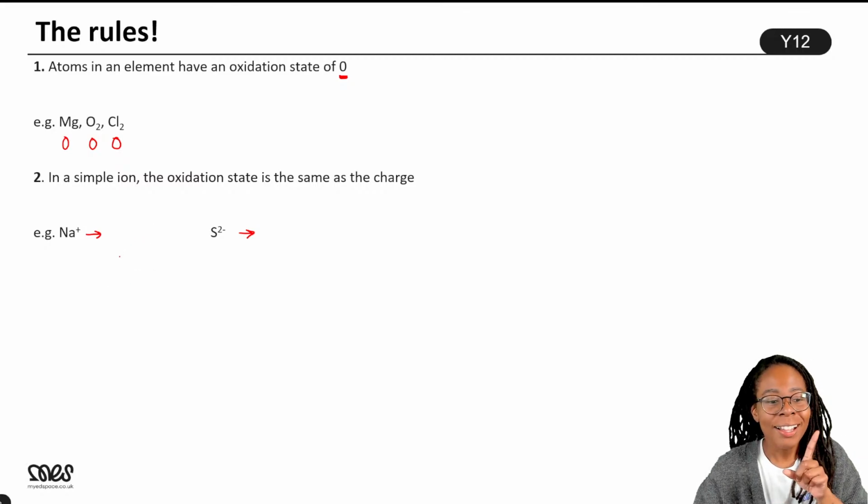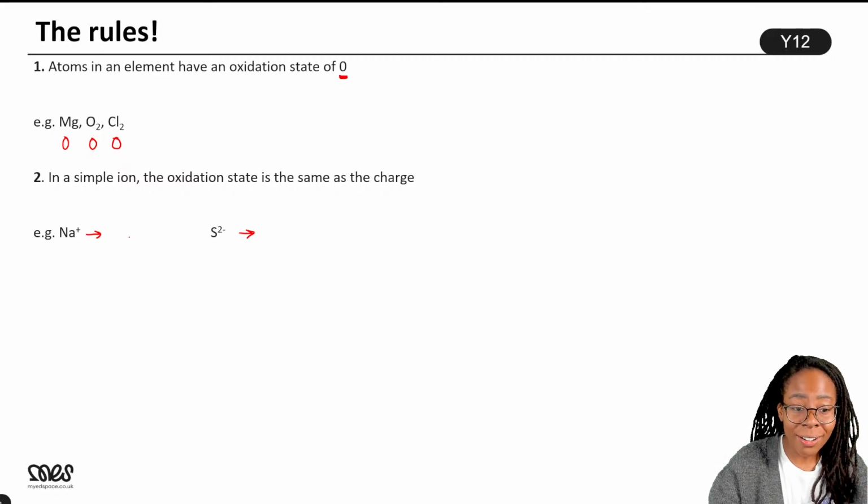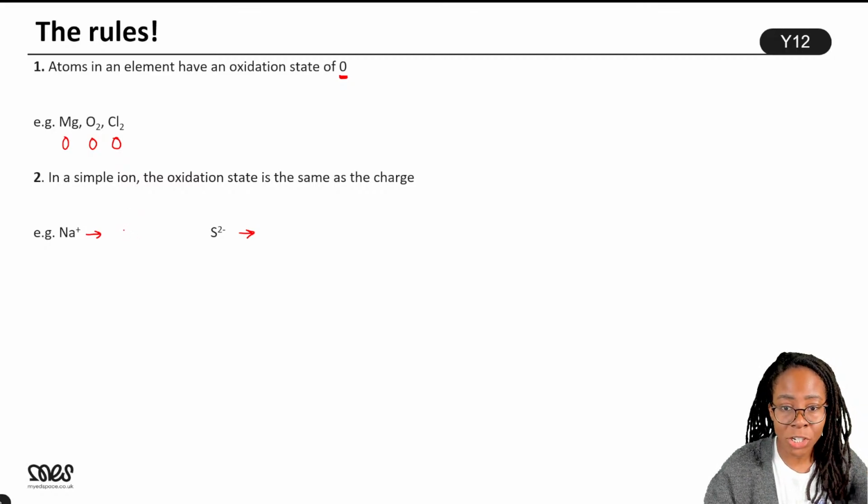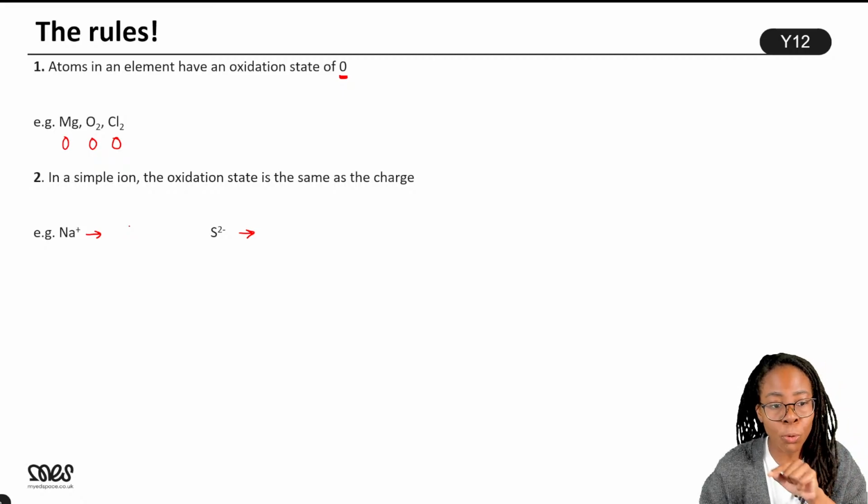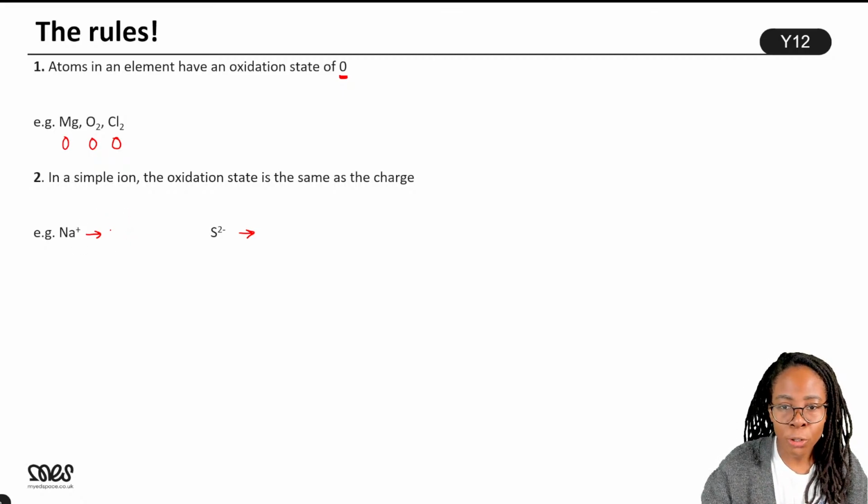Okay, so Michael, you're not wrong, but you're also not right. Because when it comes to oxidation states, by convention, we put the sign before the number. So for a charge, it would be 1 plus, but for an oxidation state, we say +1.